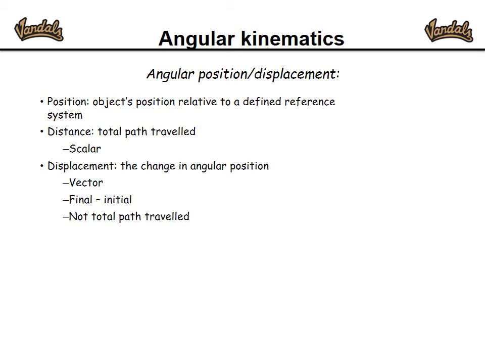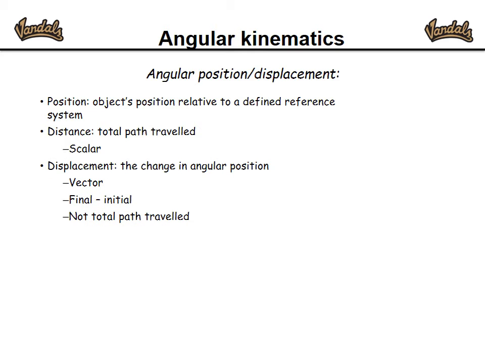But again, if you look at distance and displacement, we have a scalar for distance and a vector for displacement. If you remember, a vector takes into account magnitude and direction, whereas a scalar is only magnitude. That's the biggest difference between the two, and for displacement we have to worry about final and initial positions, not the total path traveled.